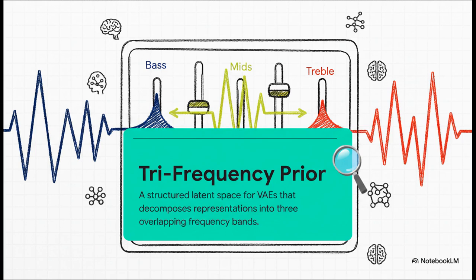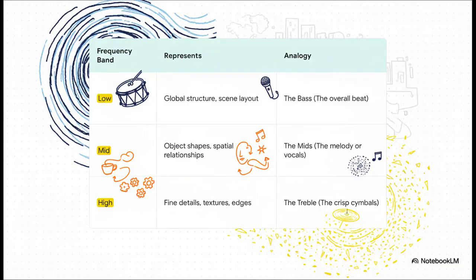The best way to think about it is like an audio equalizer for an AI's brain, what developers call its latent space. Just like your car's stereo's EQ separates a song into bass, mids, and treble, this method forces the AI to process everything it sees in 3 distinct frequency bands. And this is where it just clicks.